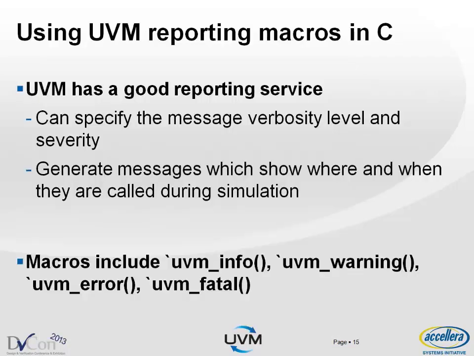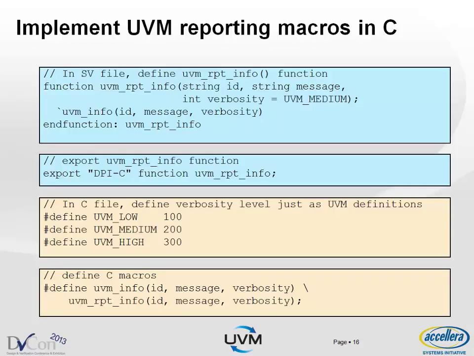We have quite a few reporting macros, like UVM info, UVM warning, error, and the fatal message service. With these message service macros we can specify the verbosity level and the severity. And when a message is generated by these macros, it will tell us where and when the message comes from. It's a nice feature in the UVM, but we want to use the same features in C. And the implementation is pretty straightforward.